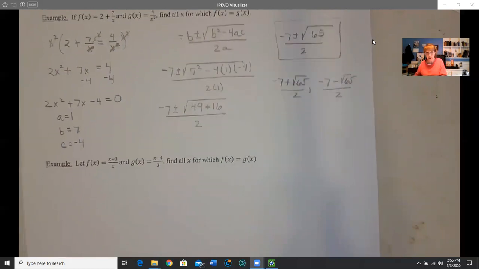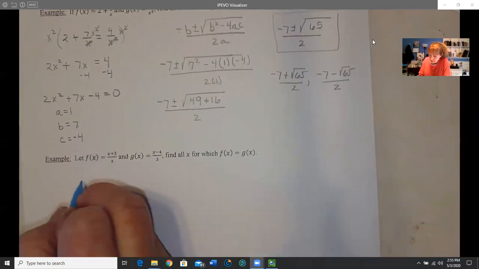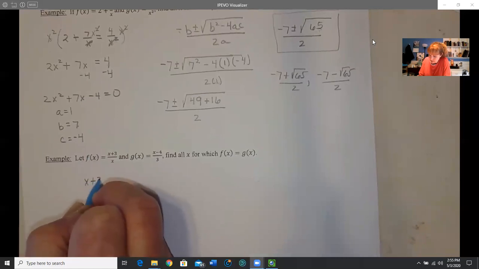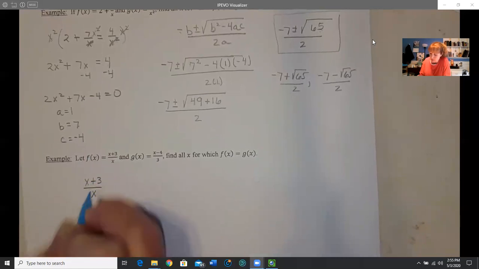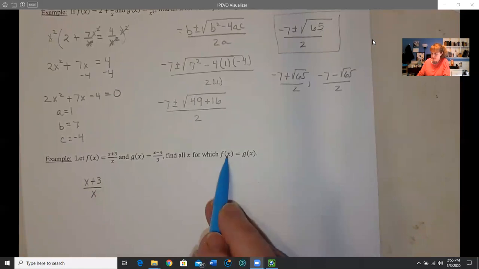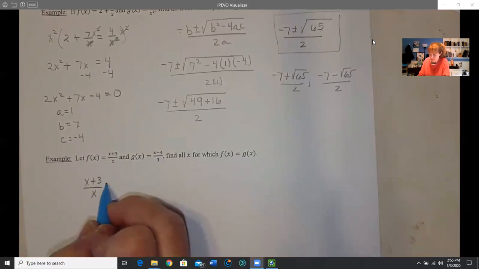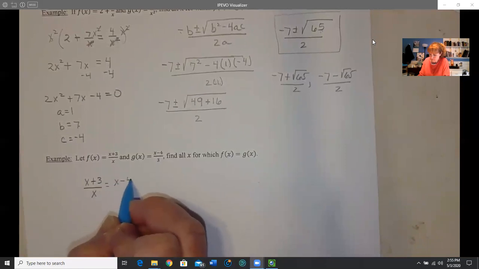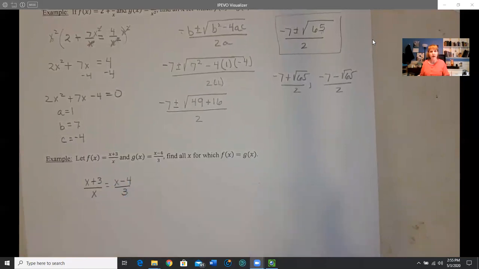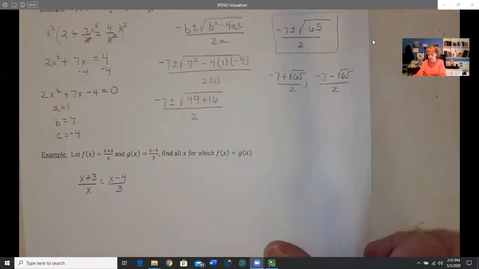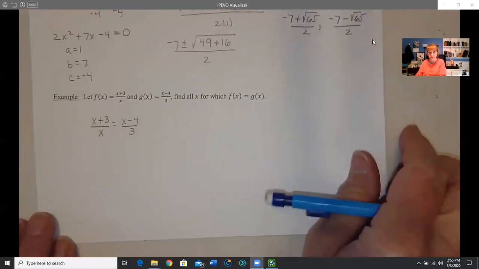And let's see what we've got. Looks like another one that we saw in chapter 7. We want to know when f of x is equal to g of x. Here's our g of x. All right, when does f of x equal g of x? Let me go up here a little bit more.